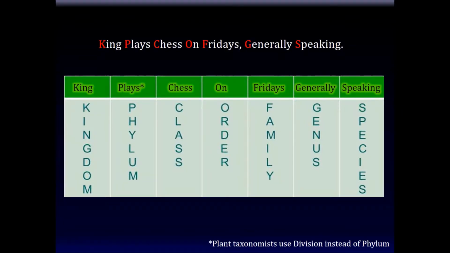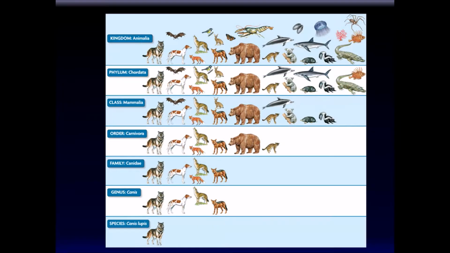So living things are categorized according to kingdom, phylum, class, order, family, genus, species, because we all know king plays chess on Fridays, generally speaking. This you have to know. Kingdom, phylum. And animal kingdom has all animals. Animal kingdom does not have plants, right? So animal kingdom has all animals. So this category does not have plants, right?